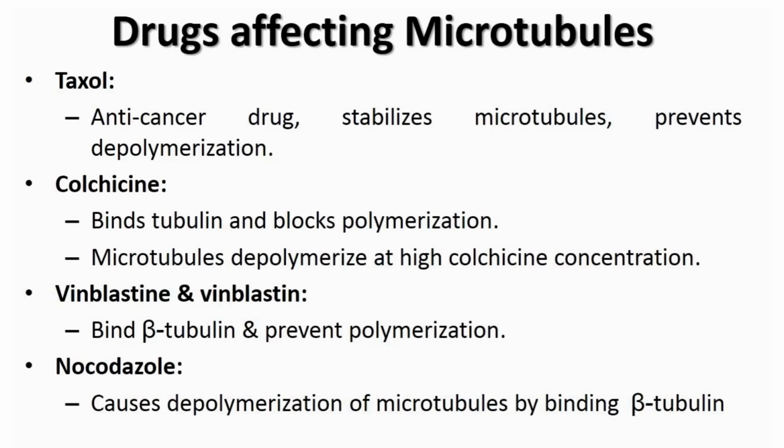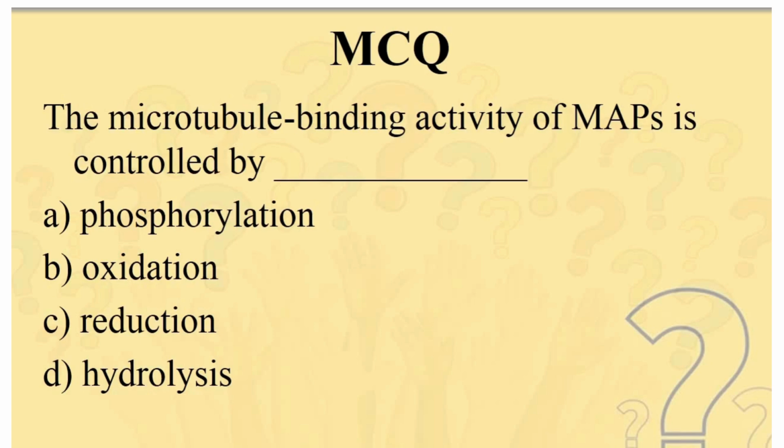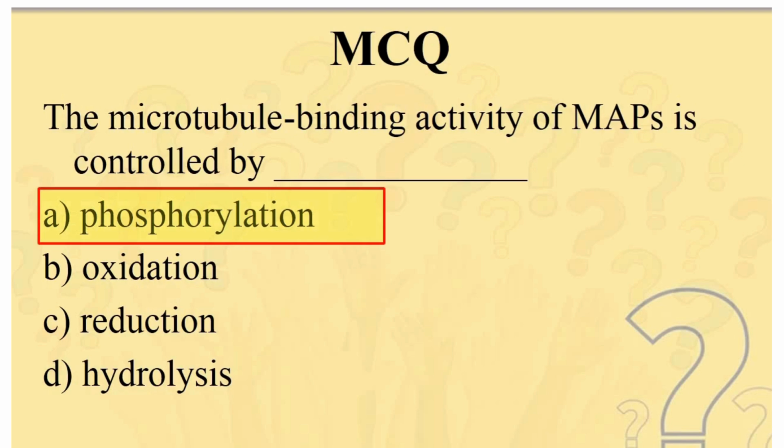Since we just completed microtubules, now it's time for some questions based on microtubules. Here goes the first MCQ. The microtubule binding activity of MAPs, that is microtubule associated proteins, is controlled by option A phosphorylation, option B oxidation, option C reduction, and option D hydrolysis. Of course, the microtubule binding activity of MAPs is controlled by phosphorylation and dephosphorylation. The correct option is option A.